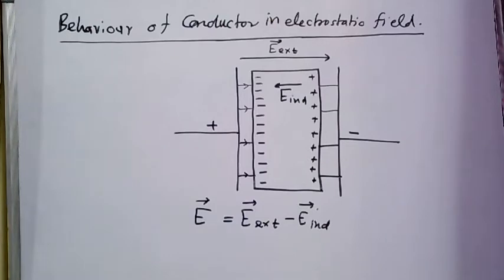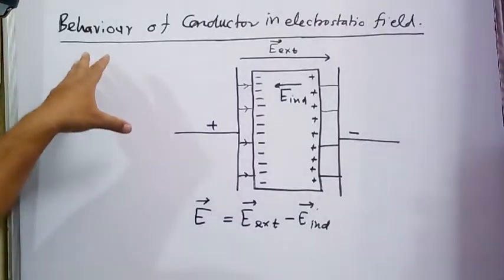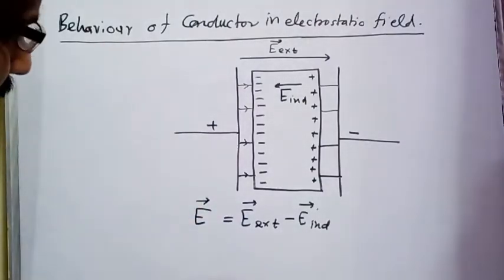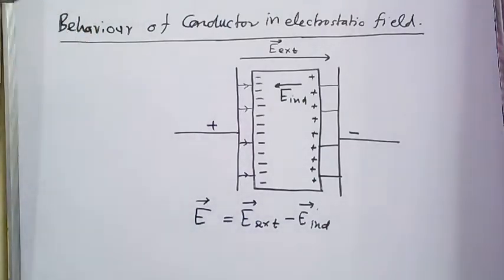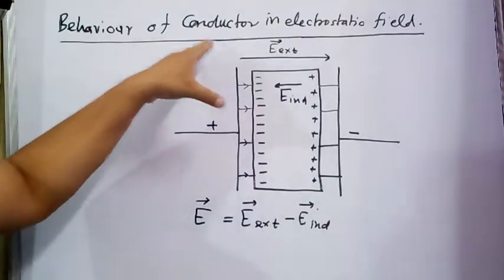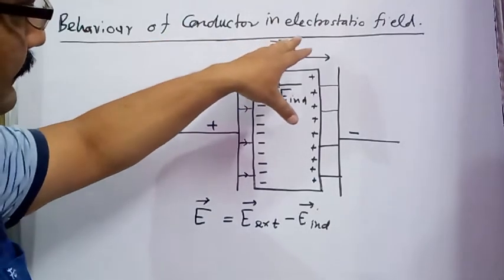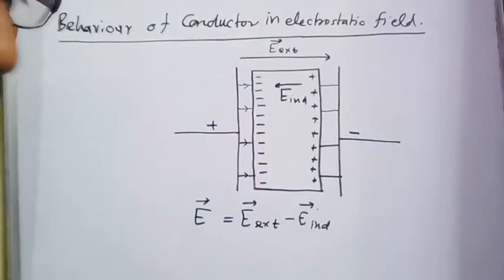So, in this new video of chapter electric potential and capacitance, we are going to see what is going to be the behavior of a conductor when it is placed in an electrostatic field.